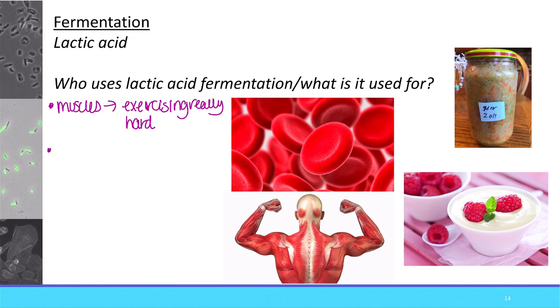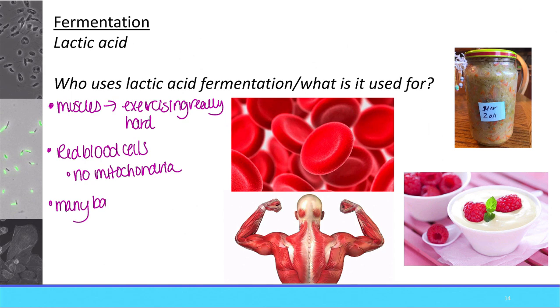And cells that do lactic acid fermentation all the time are our red blood cells. Our red blood cells have no mitochondria. If you have no mitochondria as a eukaryotic cell, you can't do aerobic respiration or anaerobic respiration. You have to use some sort of other anaerobic pathway. And it turns out that the only way our red blood cells obtain energy is through lactic acid fermentation. And then last but not least, of course, my favorite organisms, many bacteria.